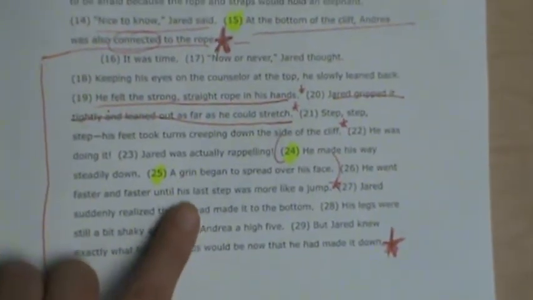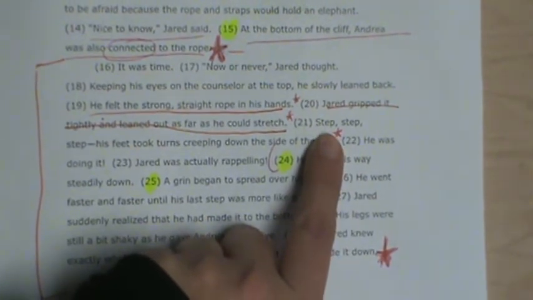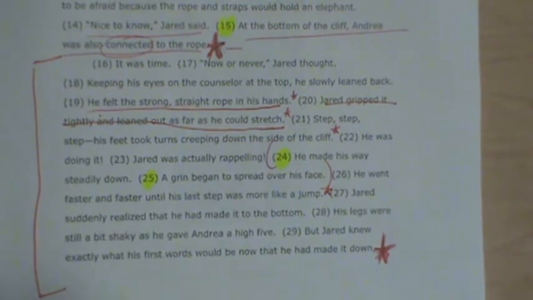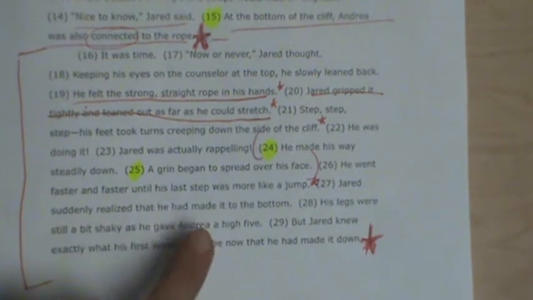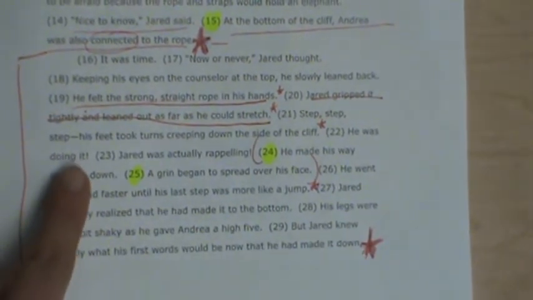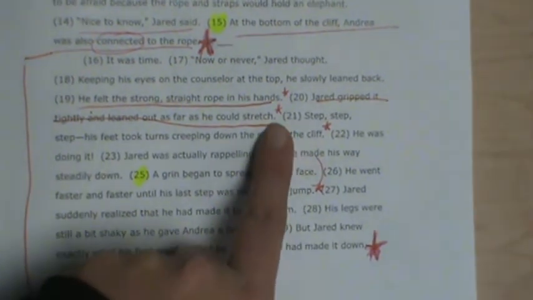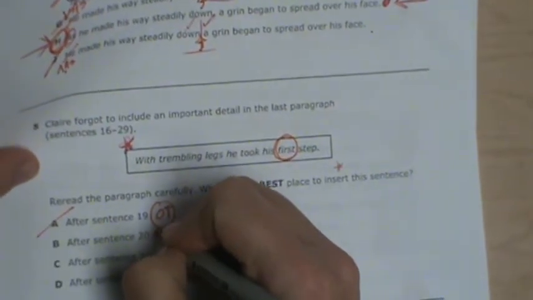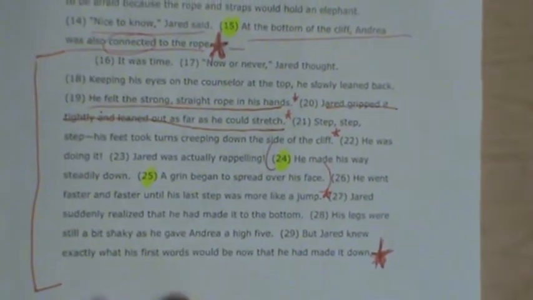Let's look at this. After sentence 20. So we're going to read sentence 20, plug in the sentence he forgot, and read sentence 21. Jared gripped it tightly and leaned out as far as he could stretch. With trembling legs, he took his first step. Step, step, step. His feet took turns creeping down the side of the cliff. Is right here where he takes his first steps? Yes. And then it goes on to say step, step, step. So in my opinion, this is a maybe baby or a dot for possibility. Let's look at sentence 21.